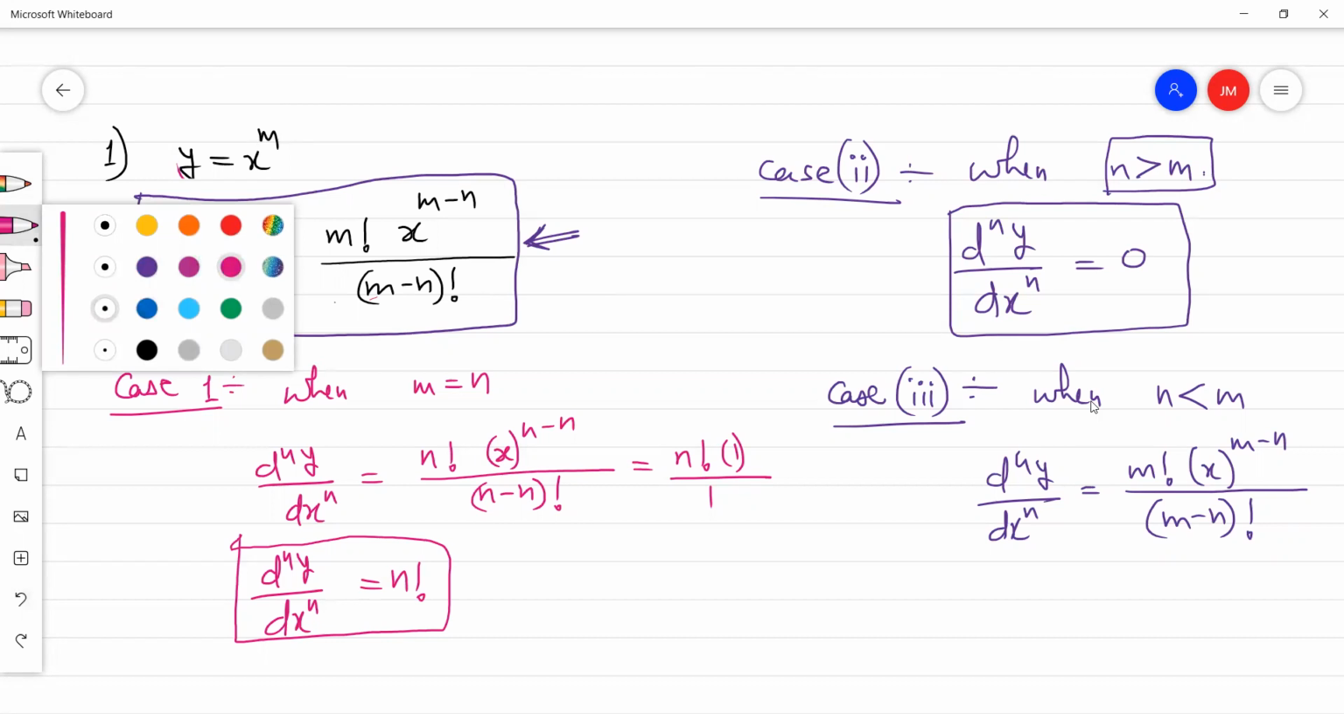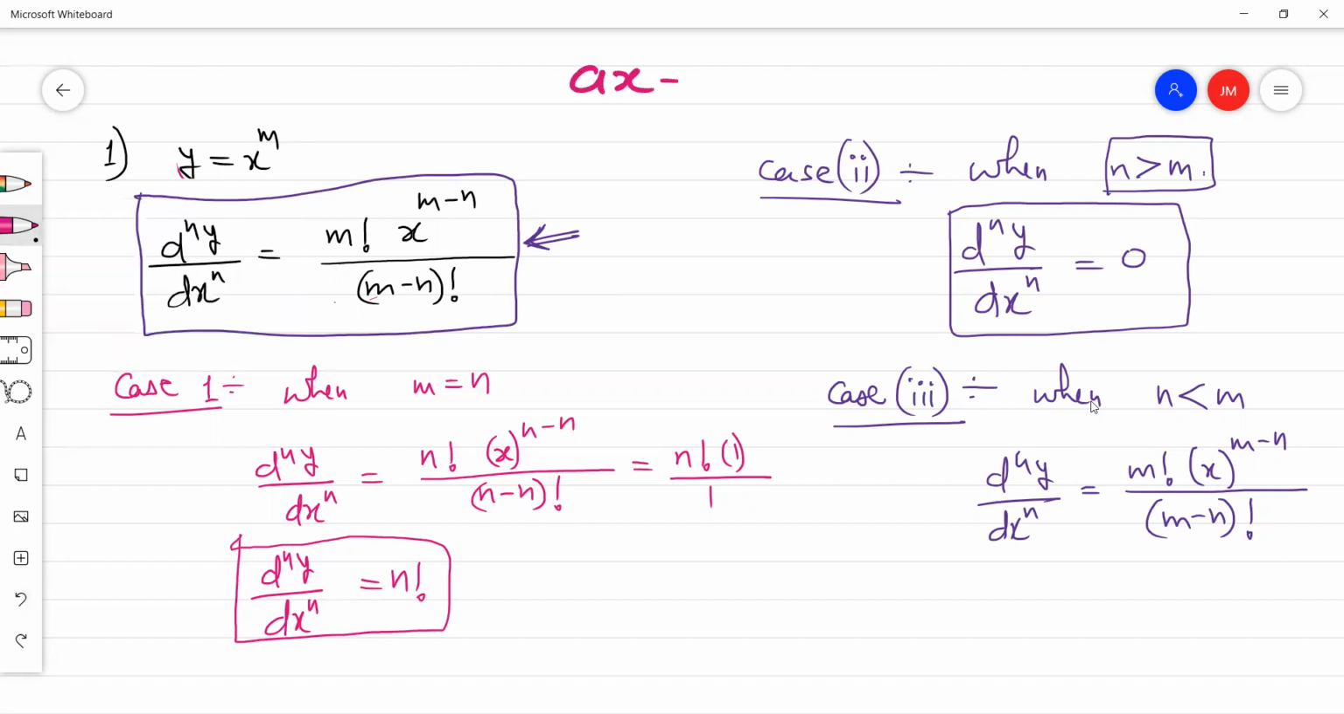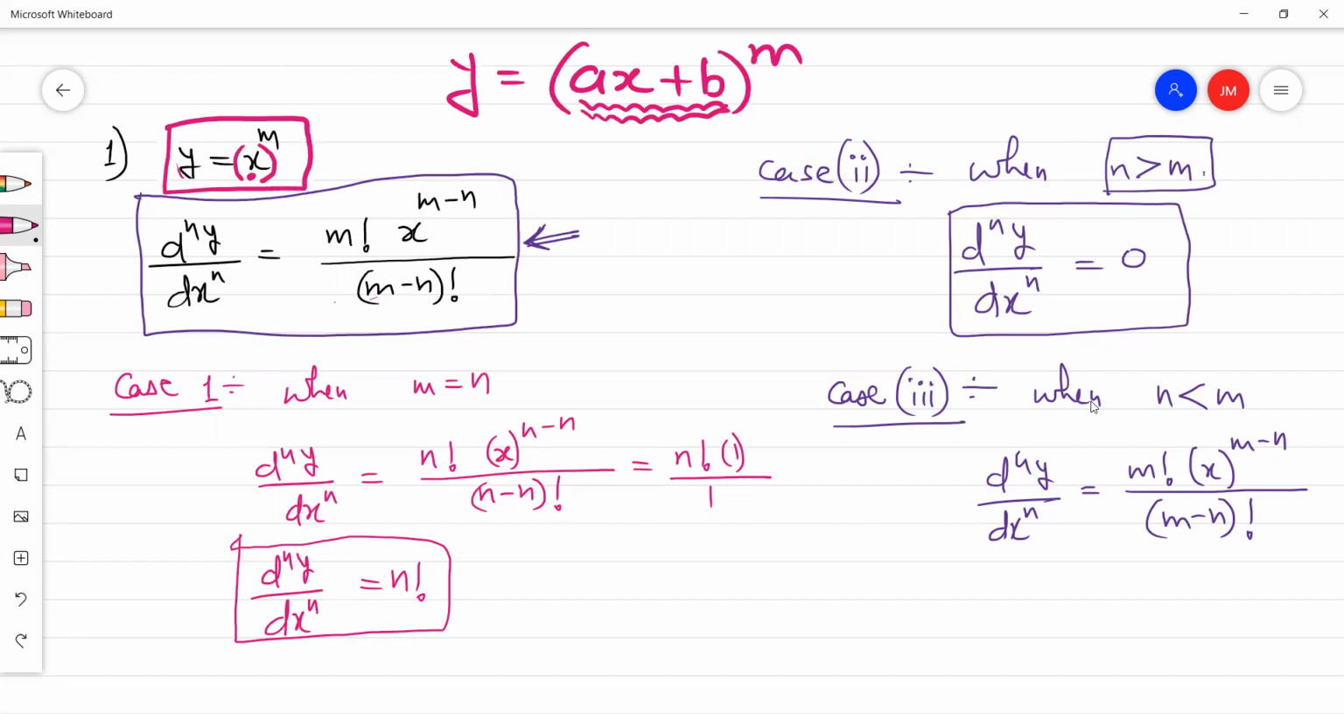we are going to get the nth order derivative of ax plus b raised to m. Okay, this is going to be the next question. y is equal to ax plus b raised to m. What we have done is y equals x raised to m. So see, we had variable raised to constant, but the variable was x. Now what we are doing is replacing this x by a linear algebraic expression in x, that is ax plus b. So let us see how this is done.